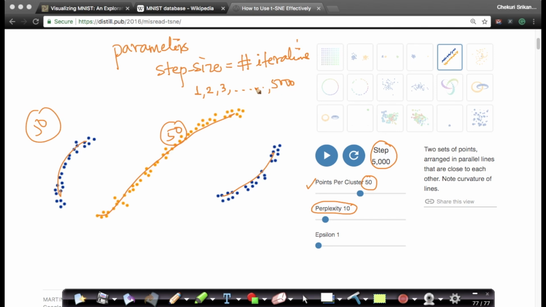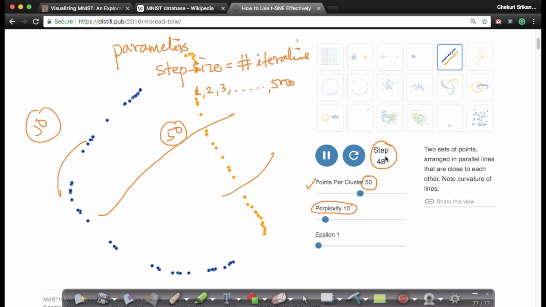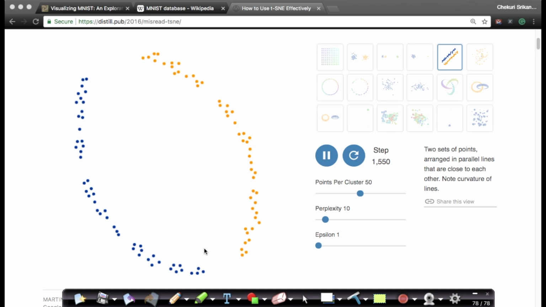For example, if I just run this right now, let me just run this, okay? If I just rerun it, see, as the step size or the iteration increases, my result is getting better and better. Let me just erase this right now. So notice this, as my step size increases, let me refresh it again.